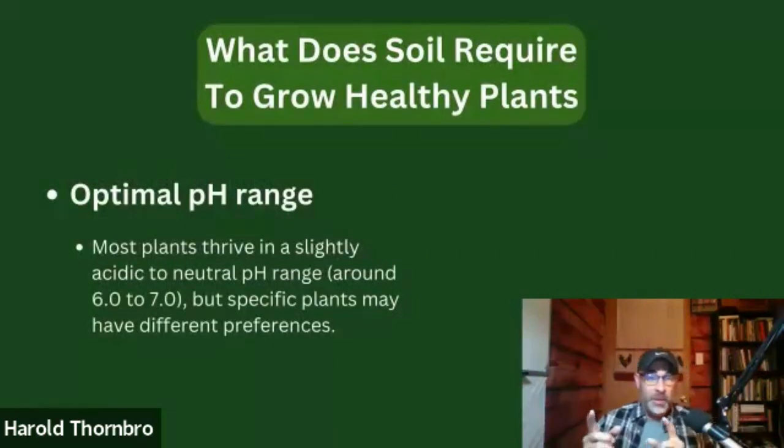Now, we don't have to worry about that one as much if we have the other two, because the other two balance that out, because most plants thrive in a slightly acidic to neutral pH range of around 6 to 7. But specific plants, I'll just throw blueberries out there for an example, are a little bit different. They like a little more acidic soil, and there's other things as well. But this one will generally be pretty good if the others are good.